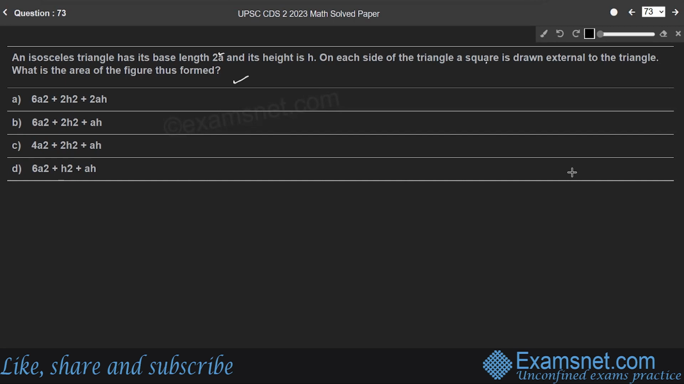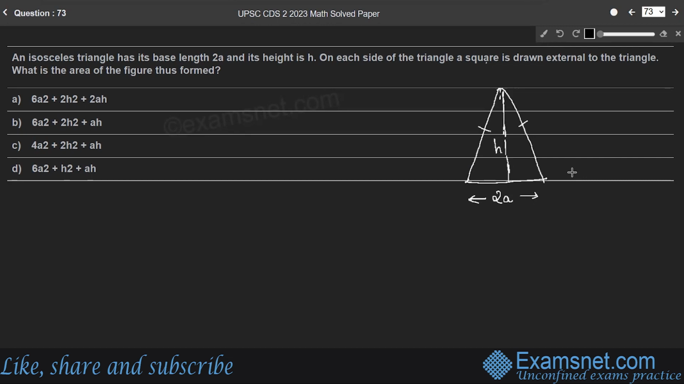So students, we'll consider an isosceles triangle. That means whose two sides are equal, right? Two sides are equal. So we'll consider it like this. So isosceles triangle, two sides are equal, and its base length is 2a. So this length is 2a, base length, and its height is h. We'll consider its height like this.